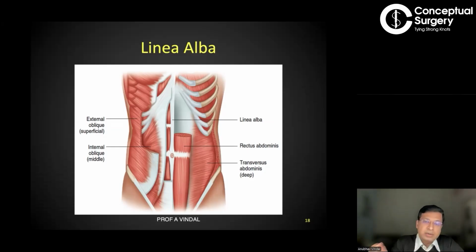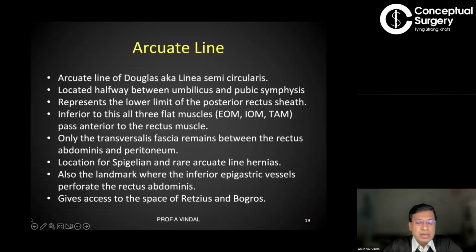This inferior border of the posterior rectus sheath, beyond which the posterior rectus sheath is deficient, is known as the arcuate line. It is generally located halfway between the umbilicus and the pubic symphysis, but there is variation from person to person.